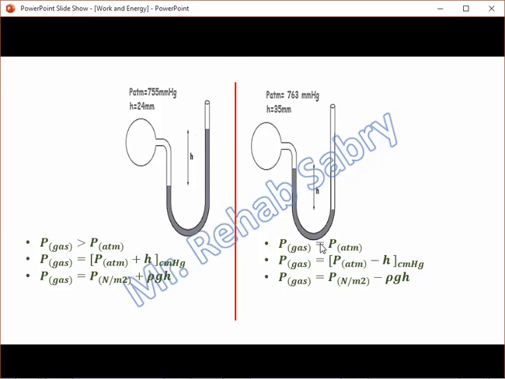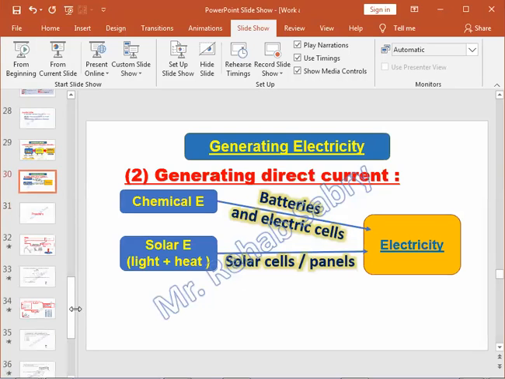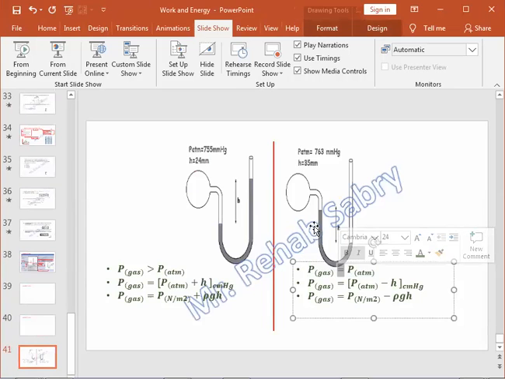Here the pressure of the gas is not equal, but less than the air. And here, because this is more than, we will add H, and because this is less than, we will subtract H. If you want to find the unit in centimeters of mercury, I will put H. If I want to find the unit in Newton per meter squared, I will put rho gH.